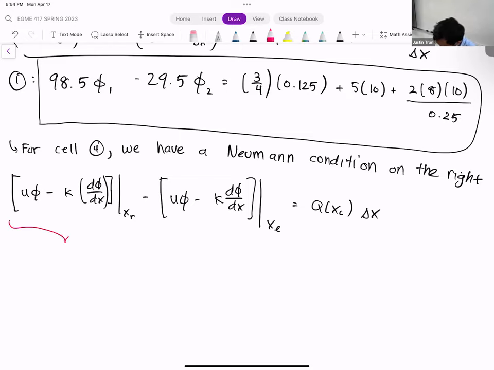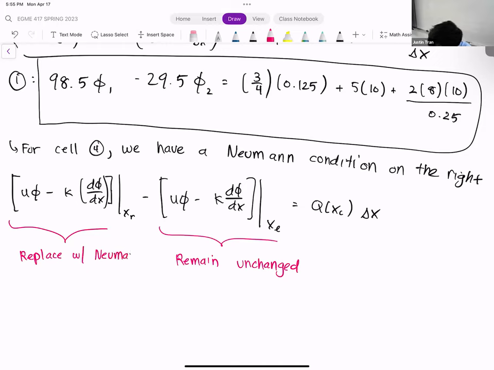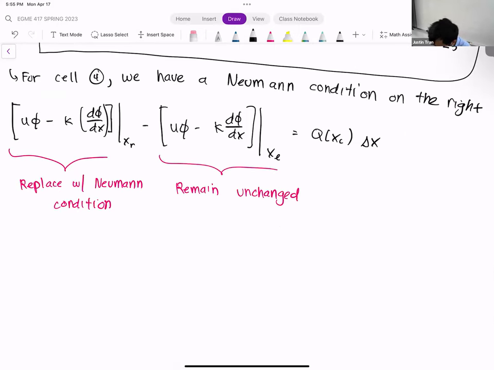Okay. Let's go ahead and look at these two flux terms and see which remains unchanged and which we need to replace with the boundary condition. Remember, we've moved to cell four right now. So cell four is on the very right-hand side of the domain. And so when you're on the very right-hand side of the domain, the neighbor that we have is going to be on the left. So this left flux term is going to remain unchanged, while the right flux term, we're going to replace with the Neumann condition. The Neumann condition in this case, I'll just give it a symbol gamma. Whereas the term on the left is going to remain unchanged.